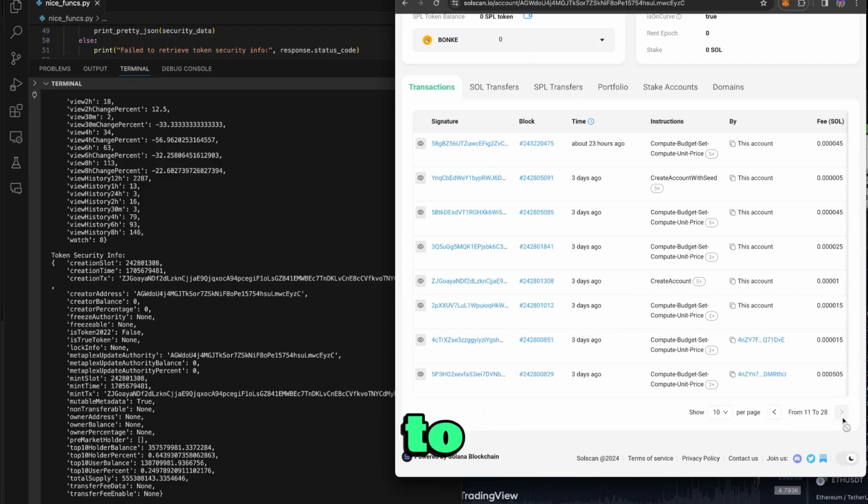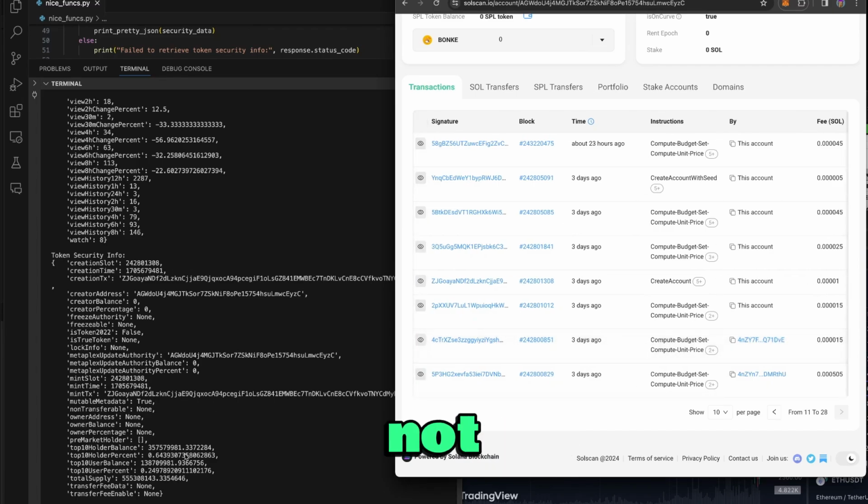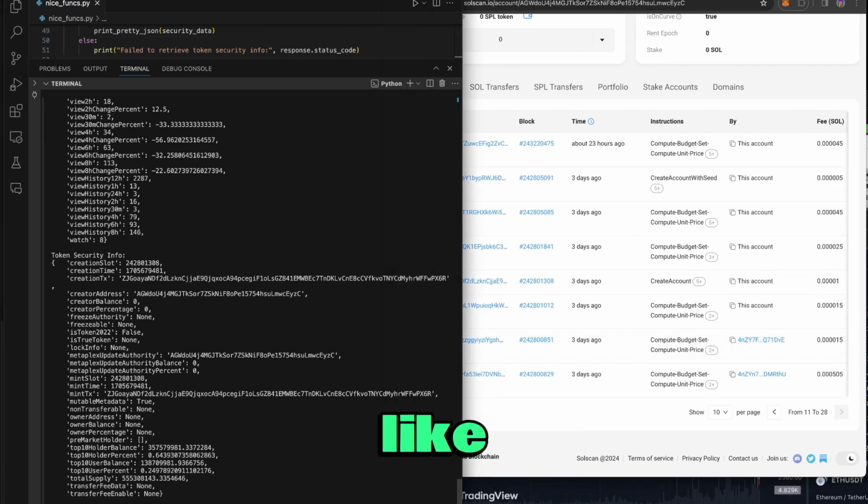Keith, this might be a way to see if they've been deploying a lot of contracts or not. I'm sure most rug pullers are going to be ahead of this though, right? They're not going to use the same address.